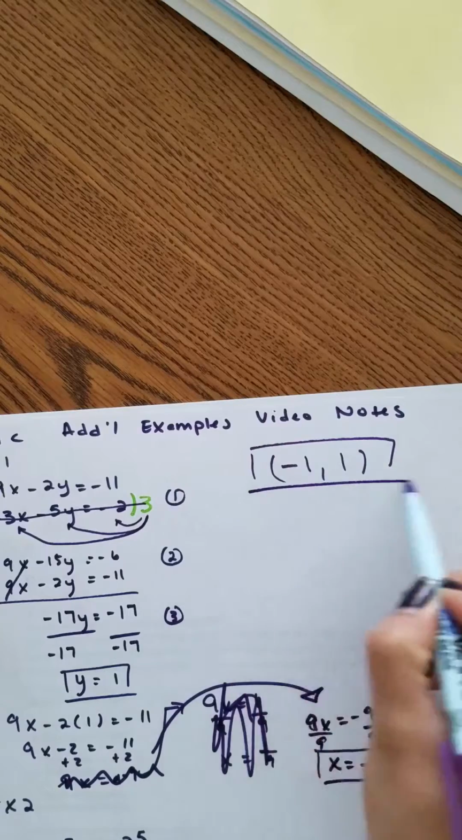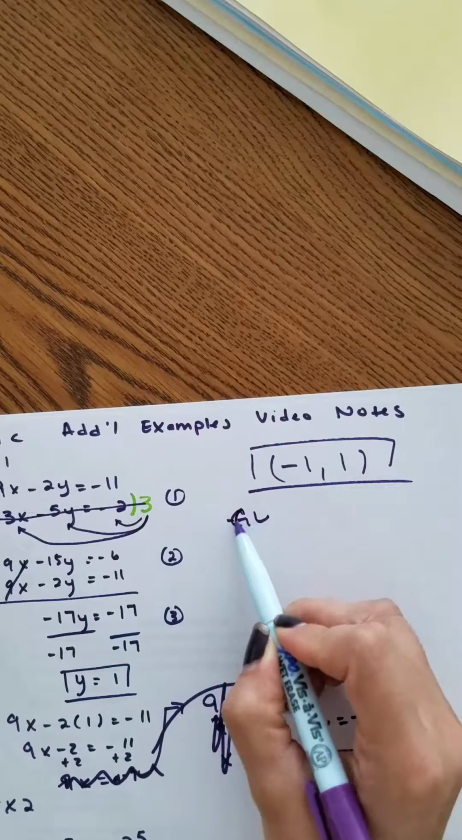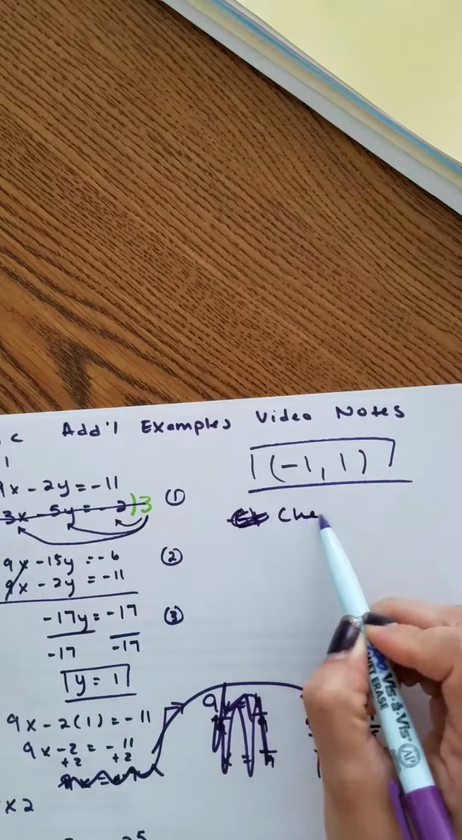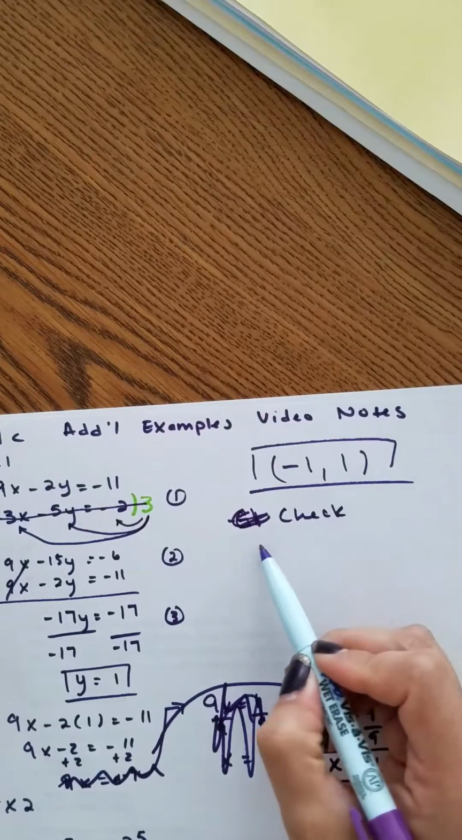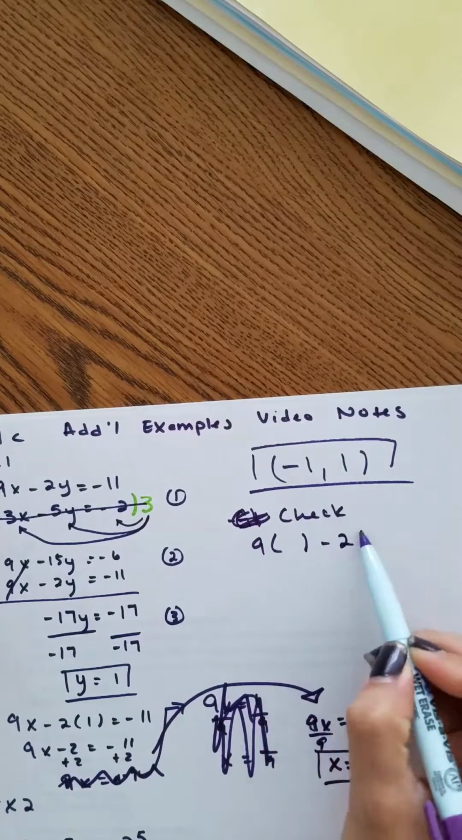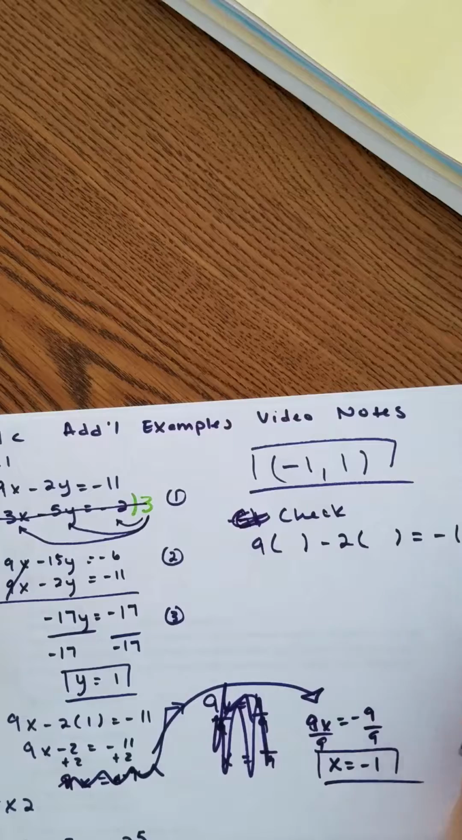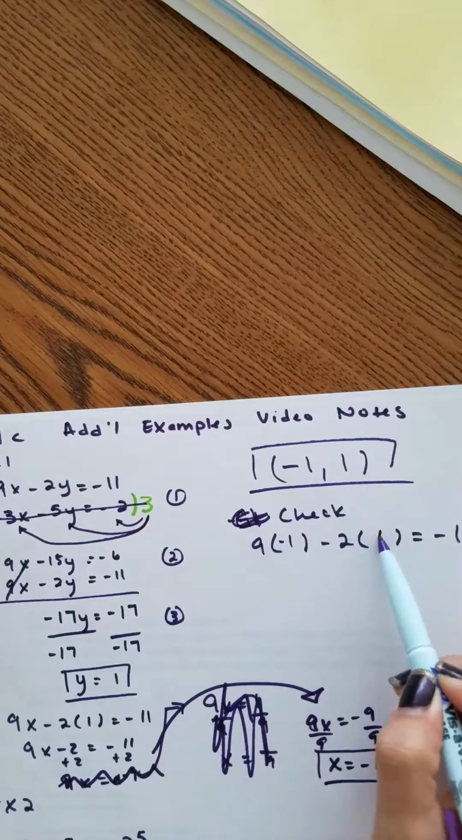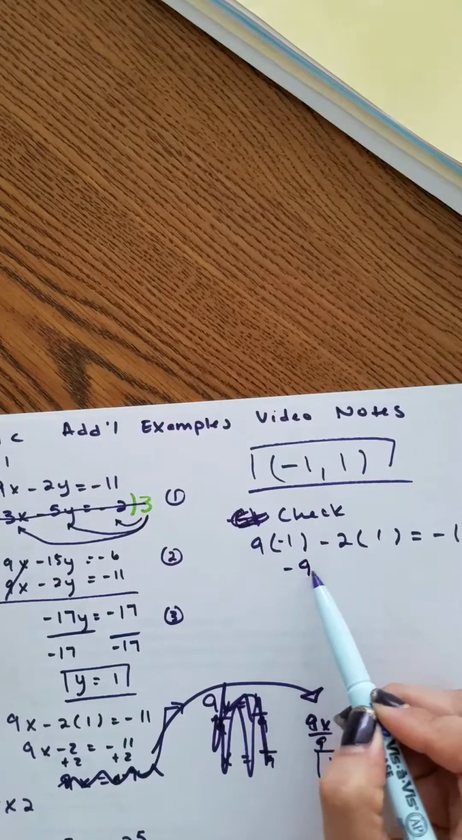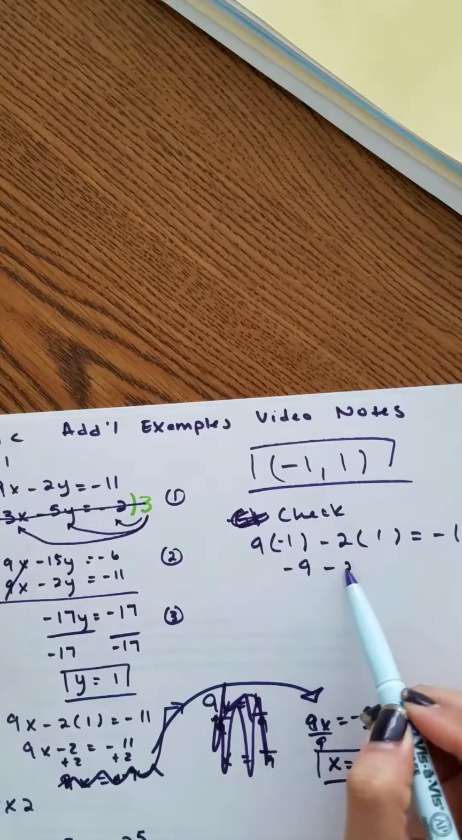As always, we need to check your work by plugging in your solution. Negative 1, 1. 9 times negative 1 is negative 9. Negative 2 times 1 is negative 2.